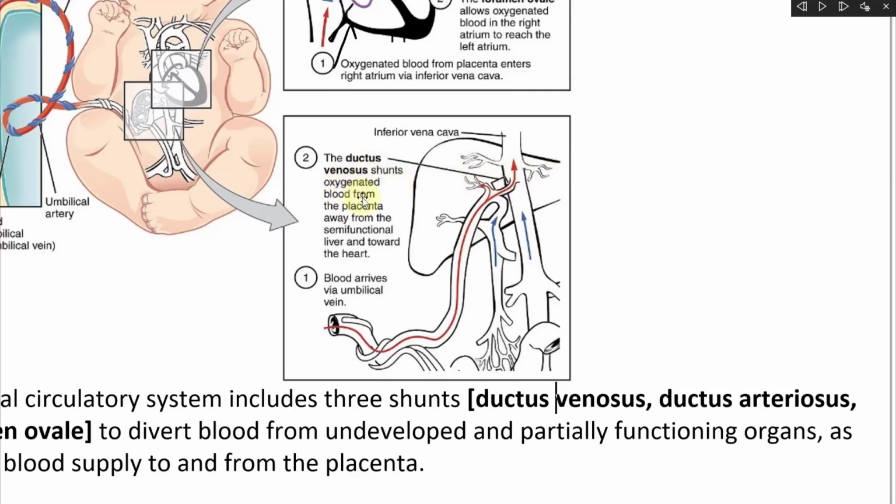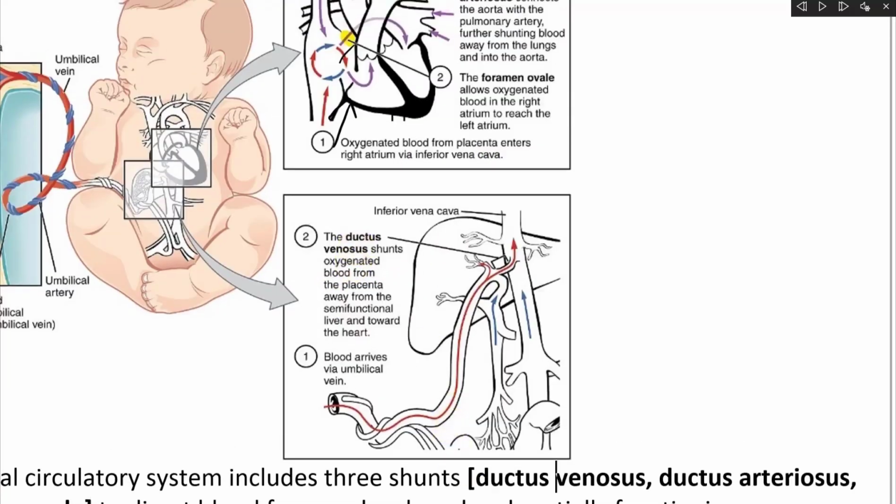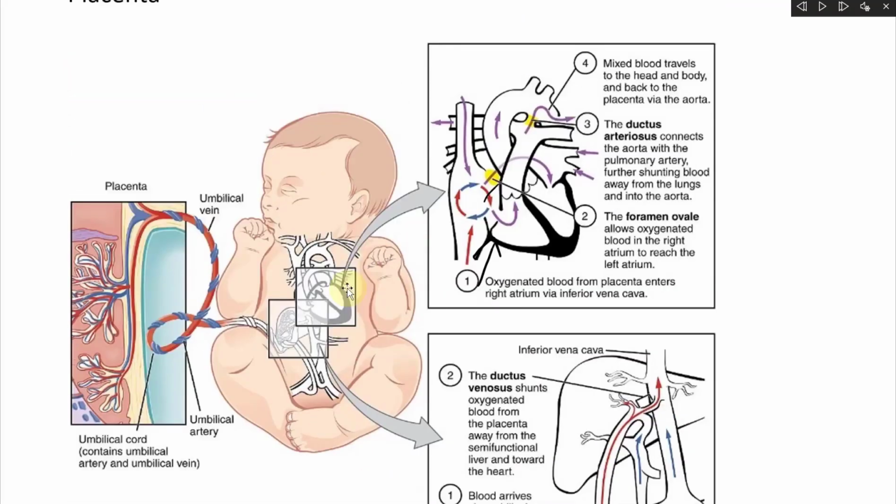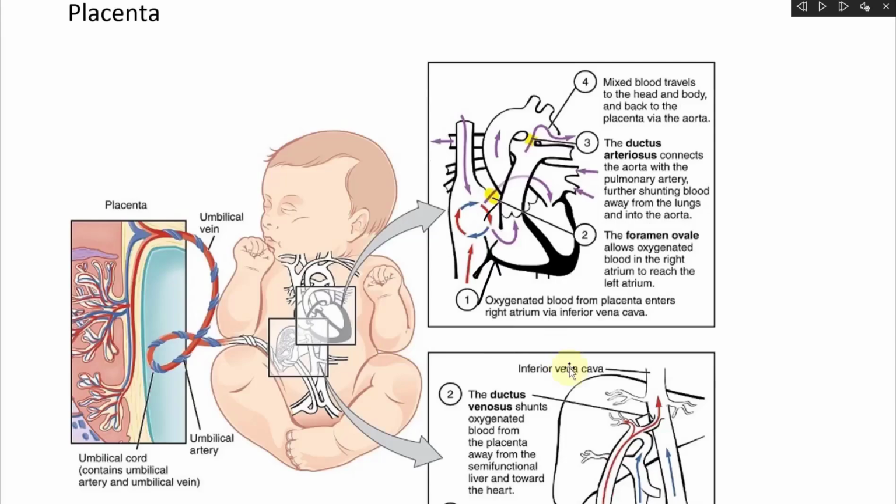It shunts oxygenated blood from the placenta away from the semi-functional liver, and then toward the heart, which is more important in this case. Yeah, or the developing heart center. And now if we zoom into the heart area, notice this part right here.